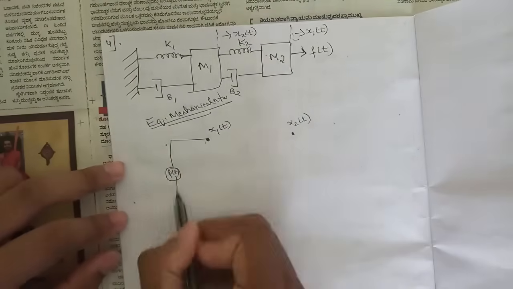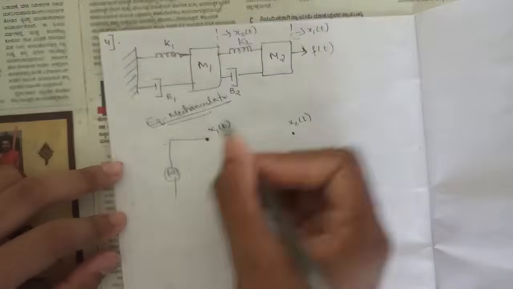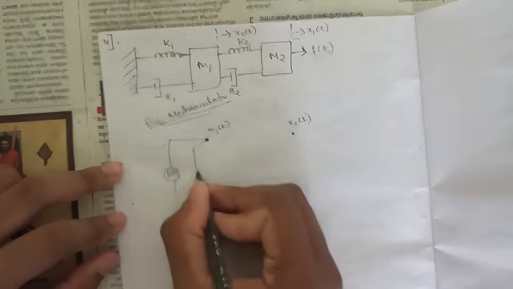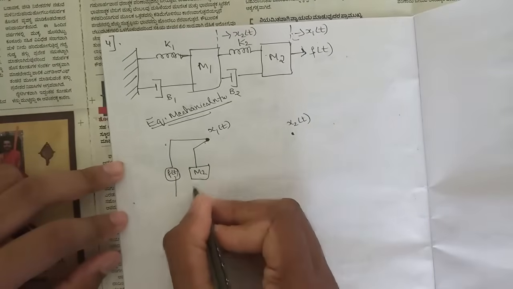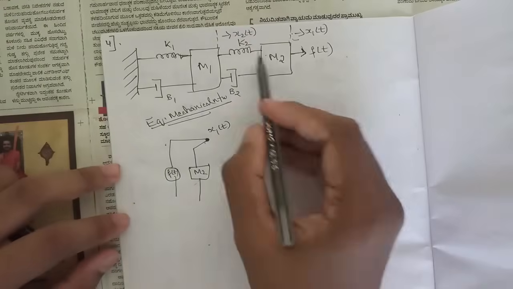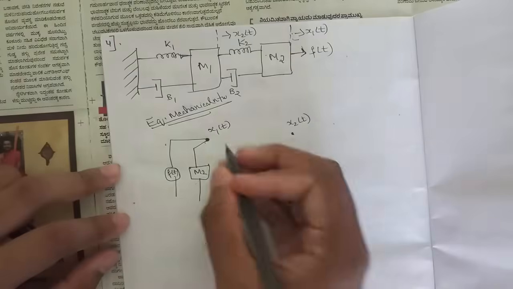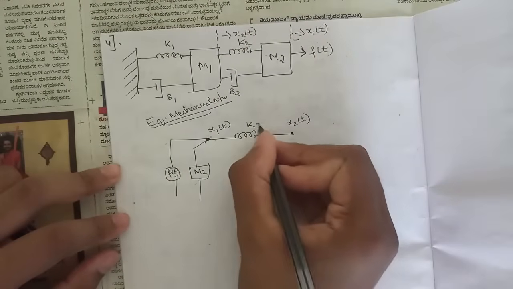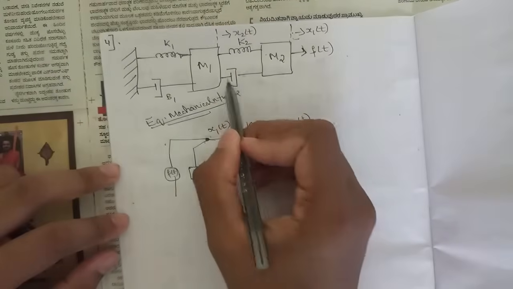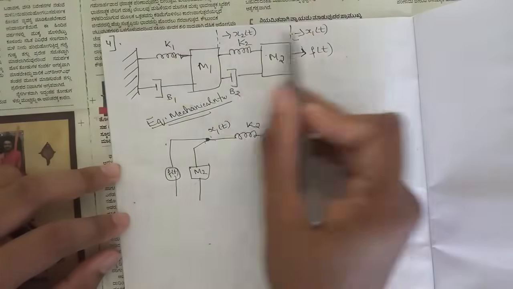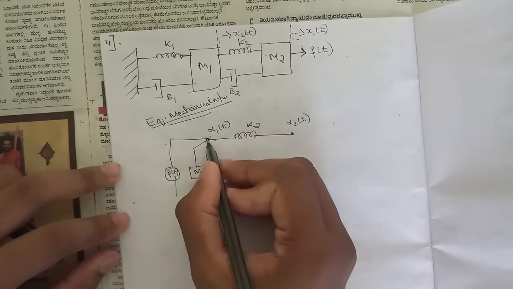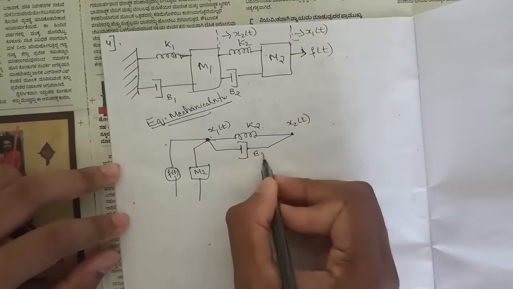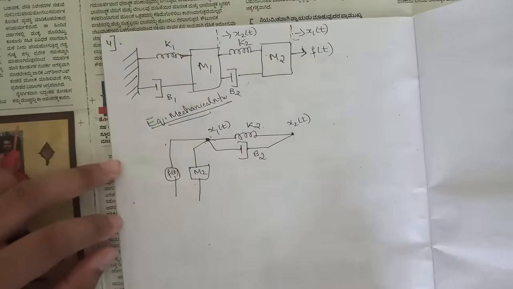along with the node x1 of t, and after that we can see that this M2 is also due to this displacement x1 of t. So again draw this M2 here, and this K2 is between these two displacements, so we need to draw K2 between these two displacements. And also we have B2 here. This B2 is also between these two nodes only, so we need to draw B2 in parallel.